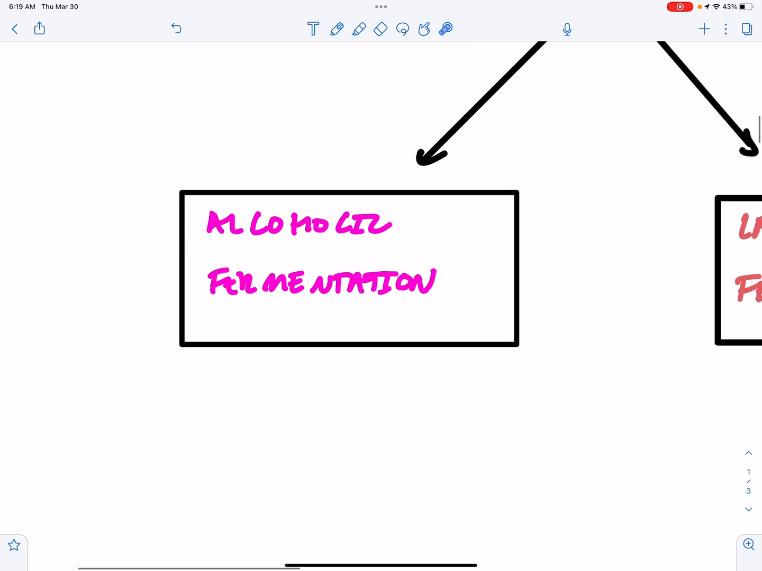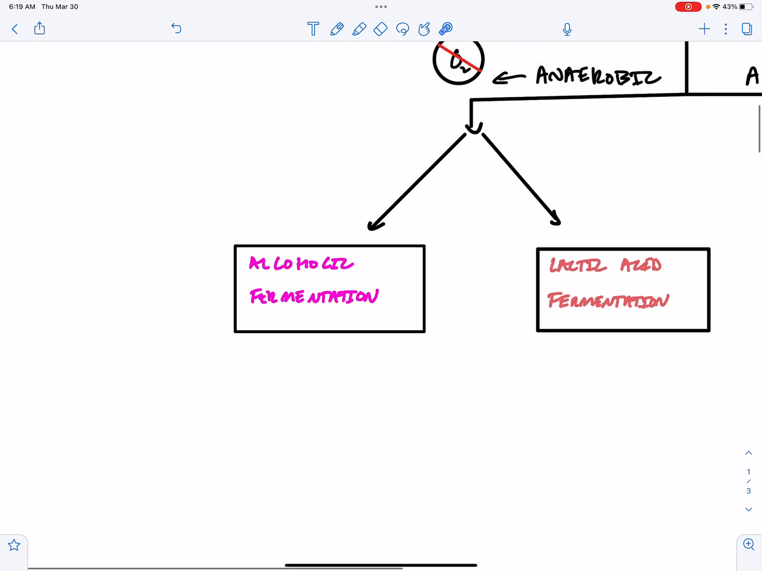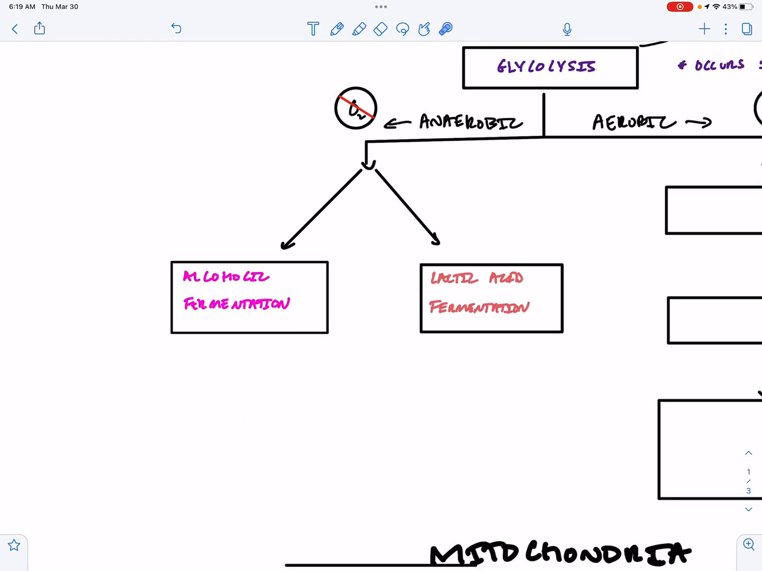Yeast, on the other hand, are alcoholic fermenters. If you leave yeast in a sugar water solution, they will perform alcoholic fermentation, and ethanol will be produced. So, depending on what type of organism you are, you're either doing alcoholic fermentation or you're doing lactic acid fermentation.